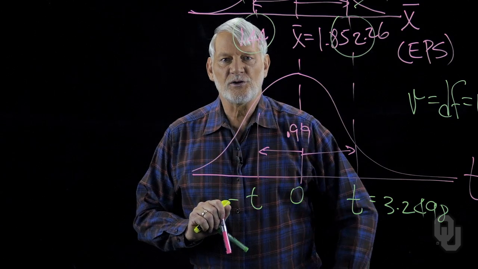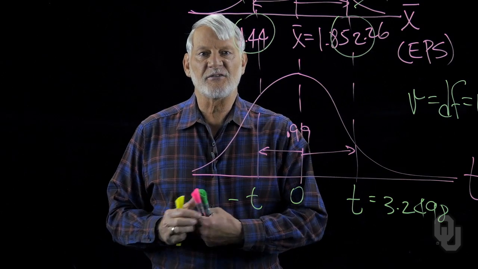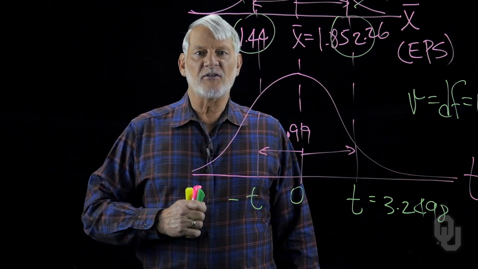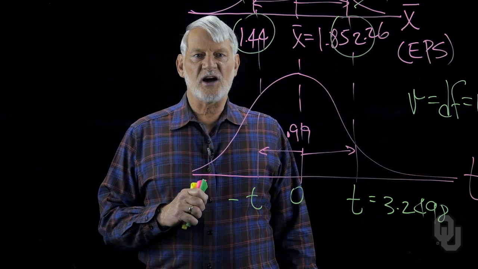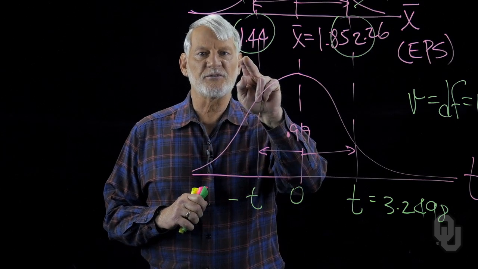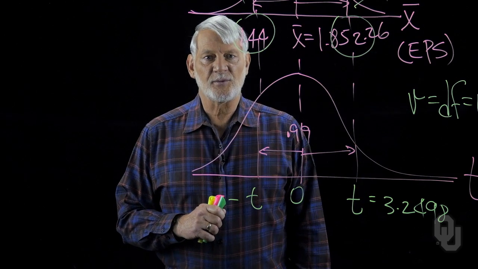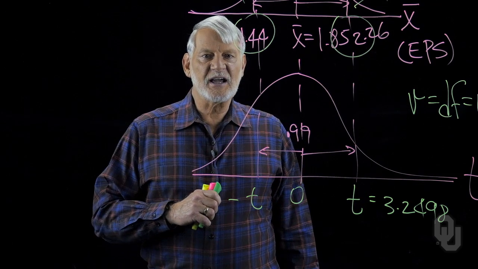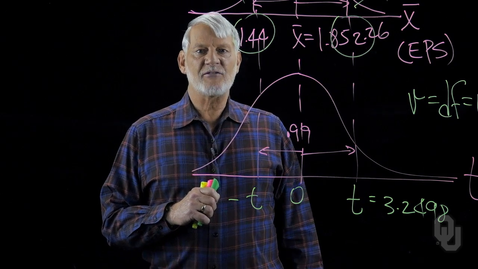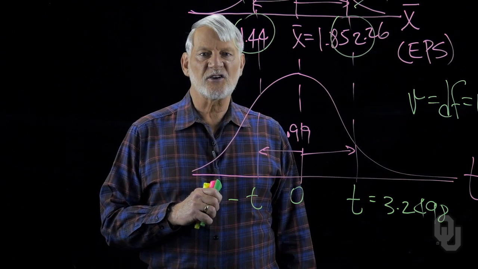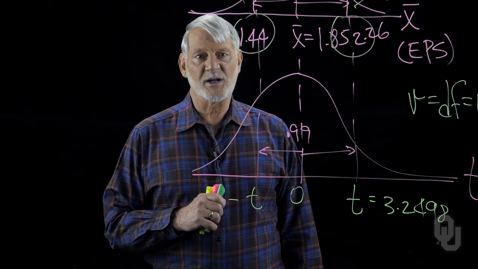We state the formal conclusion as, with 99% confidence level, the earnings per share of all industries listed on the Dow Jones average is between $1.44 and $2.26. From a small sample, we are able to, with very high confidence, say what the average earnings per share of all stocks must be, plus or minus some number.